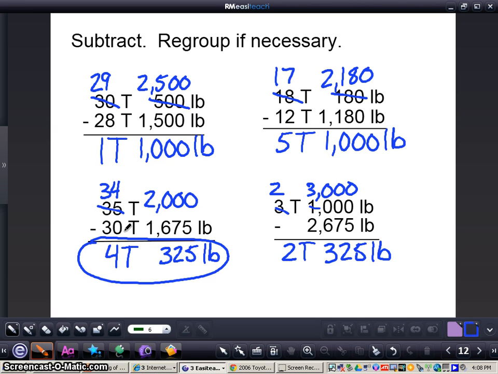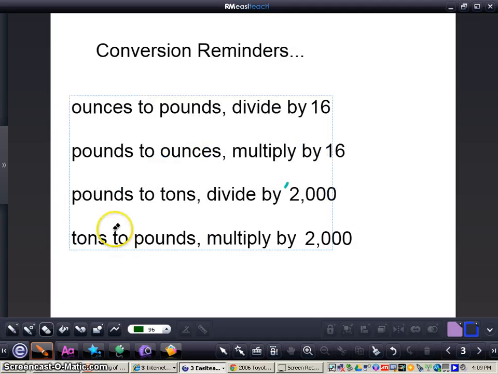And that is how you convert customary units of measurement and also units of weight, and that's also how you add and subtract customary units of weight. Now I would have to say that you're either going to sink or swim based upon your knowledge of conversion. So it's important that whenever you're converting ounces to pounds, divide by 16, pounds to ounces, multiply by 16, pounds to tons, divide by 2,000, and tons to pounds, multiply by 2,000. So if you have any questions about this topic, please come and see me.